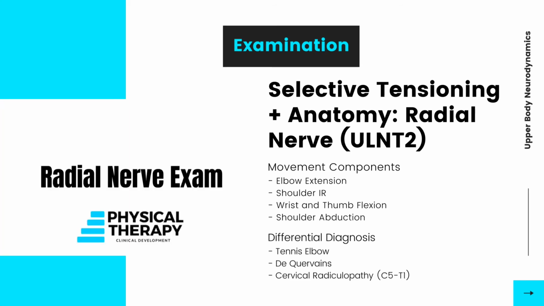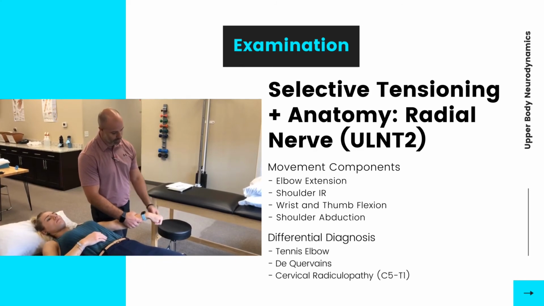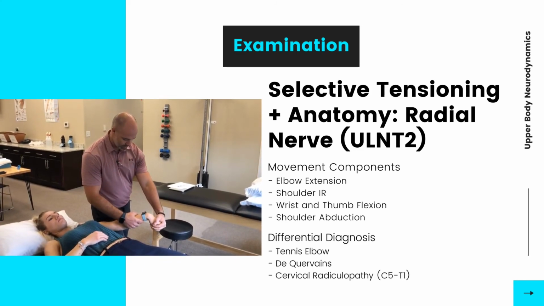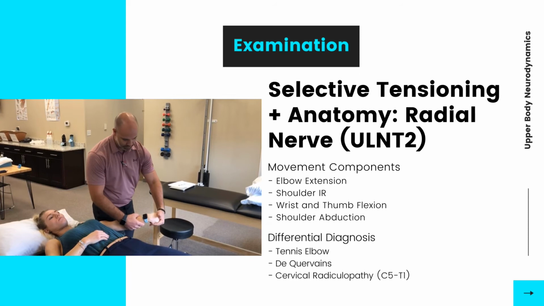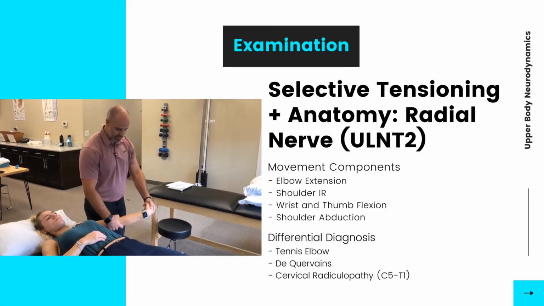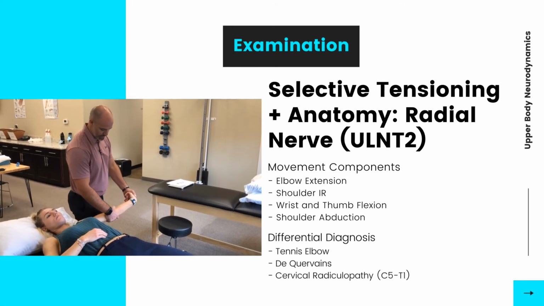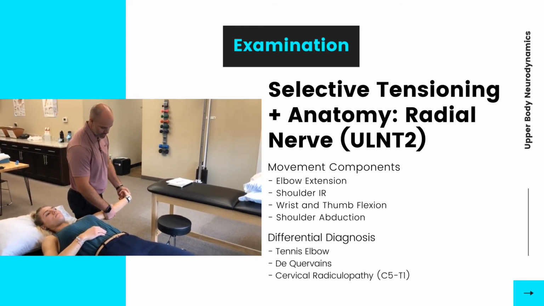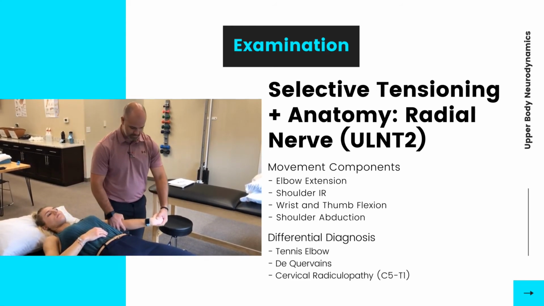As mentioned in the anatomy review, thumb, finger, and wrist flexion will be performed. From here, we will add shoulder internal rotation and abduction in order to put tension through the radial nerve. Again, you can add cervical spine movements to either tension or take tension off of the radial nerve.